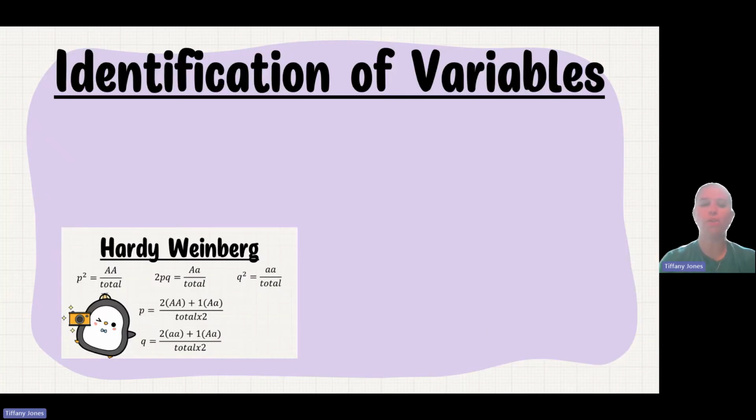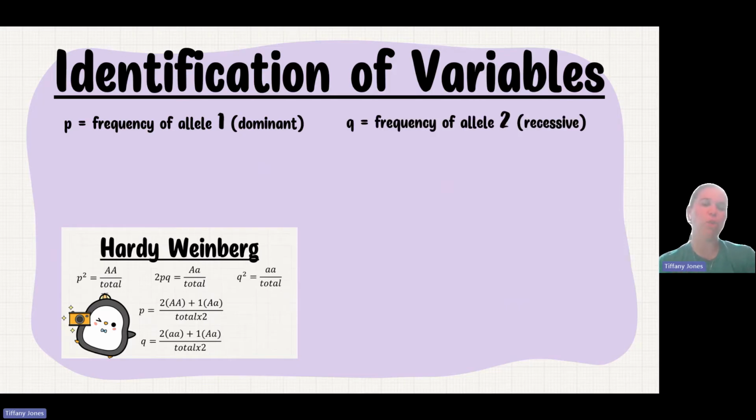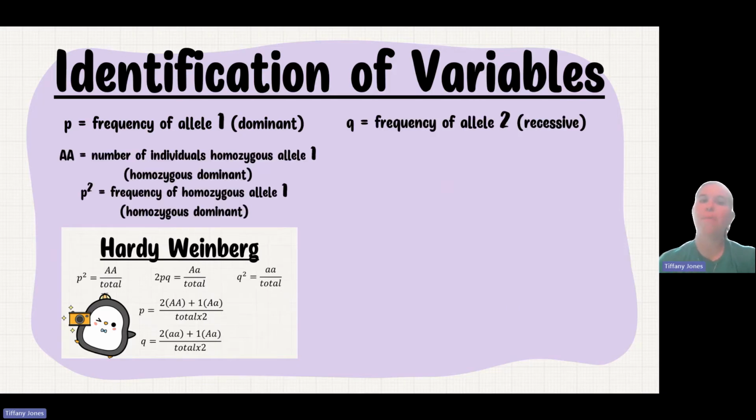So before we get into the formula, which I do have at the bottom corner, let's talk about the actual variables that we have here. P would be the frequency of allele 1, which I'm going to call dominant. And Q is going to be the frequency of allele 2, which I'm going to call recessive. AA would be the number of individuals that are homozygous for allele 1, or homozygous dominant. And then P squared would just be the frequency of those individuals.